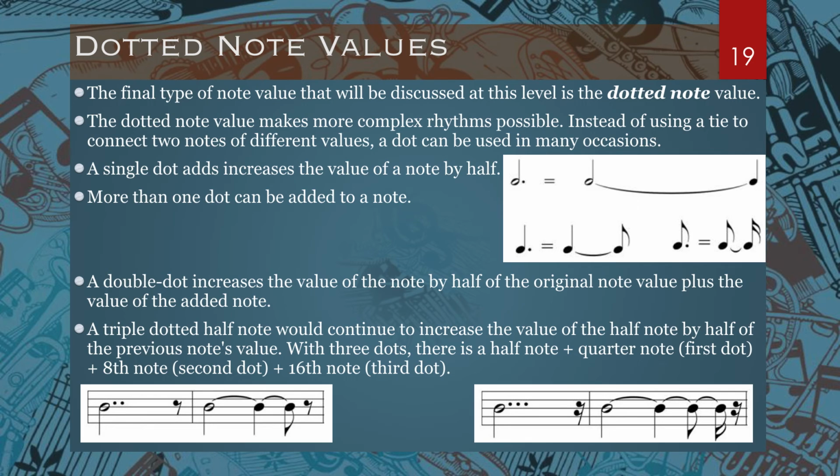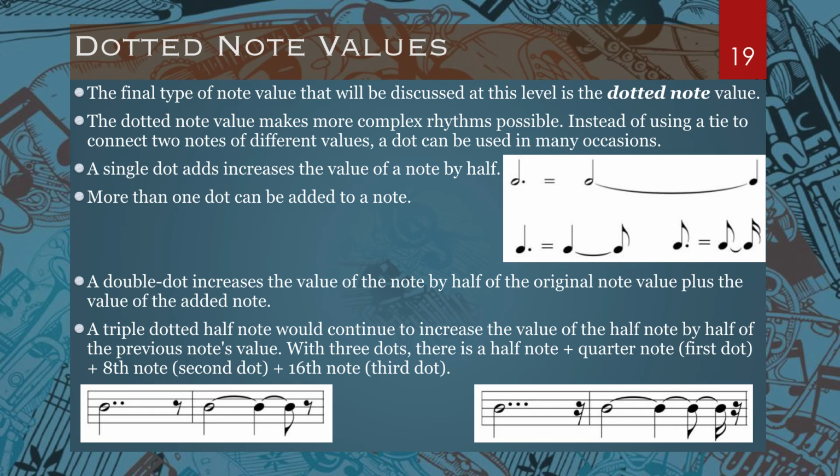You might also come across a double dot. Now what this does is it increases the value of the note by half of the original value plus half the value of the added note. So in the first example, you have a double dotted half note. So that means you take the half note, you cut it in half, you get a quarter note, so you add that quarter note to the value of the half note, so we're at 3 beats now. Now you cut the value of the quarter note in half, and you get an eighth note. So in all, a double dotted half note is going to be worth 3.5 beats.